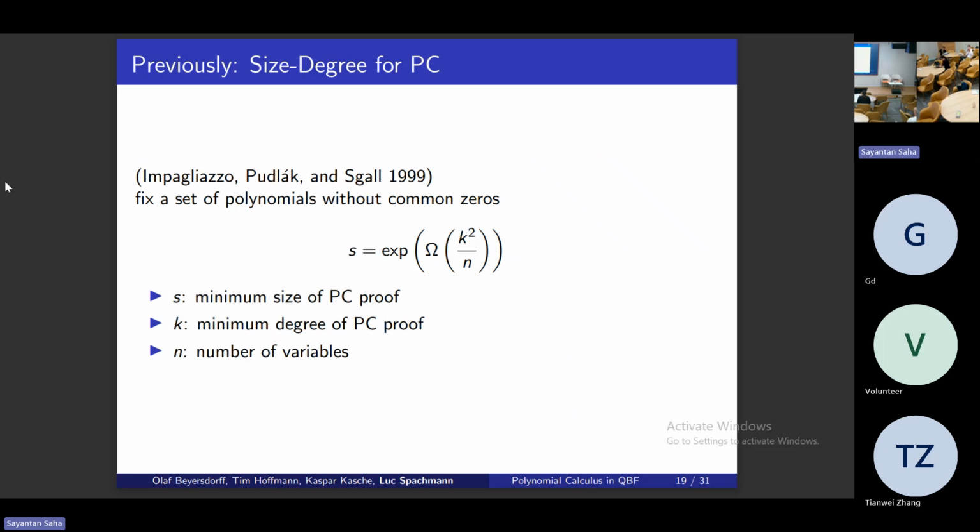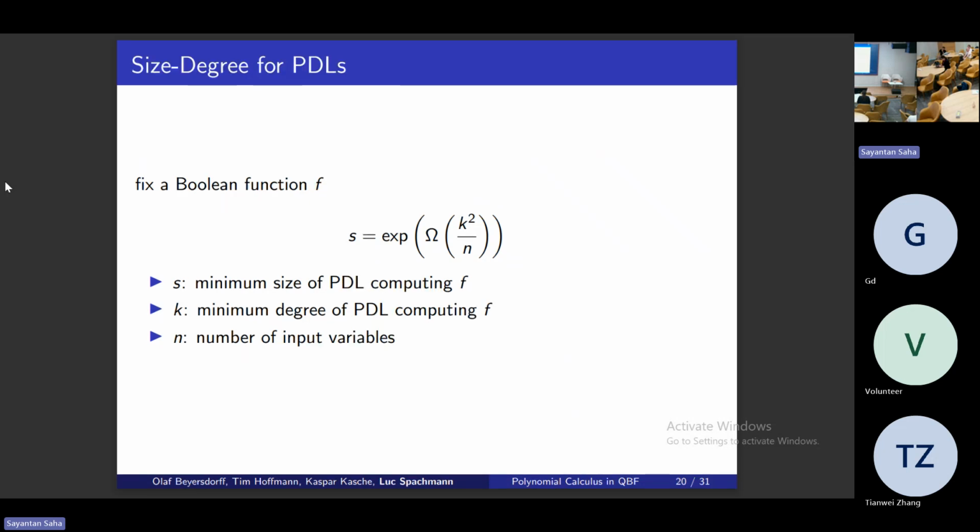And the size-degree technique, in this case for propositional polynomial calculus, is known since 1999. And it just says that the size of the smallest proof is exponential in the degree of the proof with the smallest degree, more or less. You can see the exact formula here. And it turns out that this result also works one-to-one on PDLs. So if you can show we need a high degree for a PDL, we directly know that a PDL must also be long.